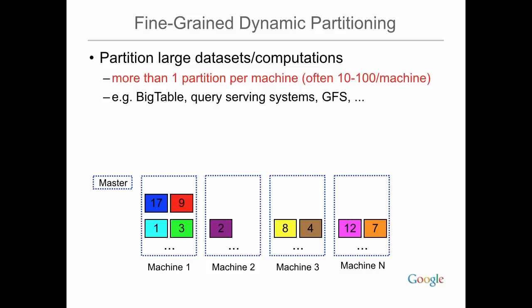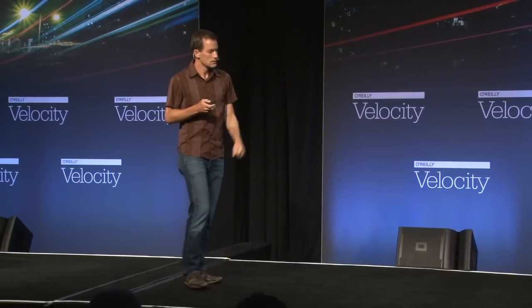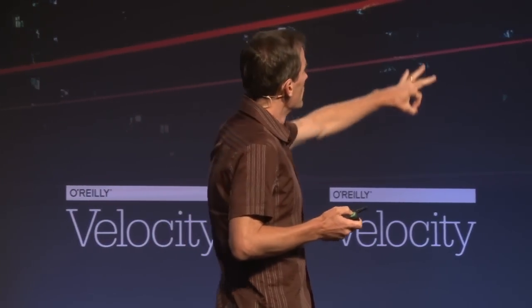Our Bigtable system does this. Our query serving systems do this. GFS does this by taking large files and breaking them into 64 megabyte chunks. And the reason you want to do this is, a few reasons, actually. One is that it's very good for load balancing.